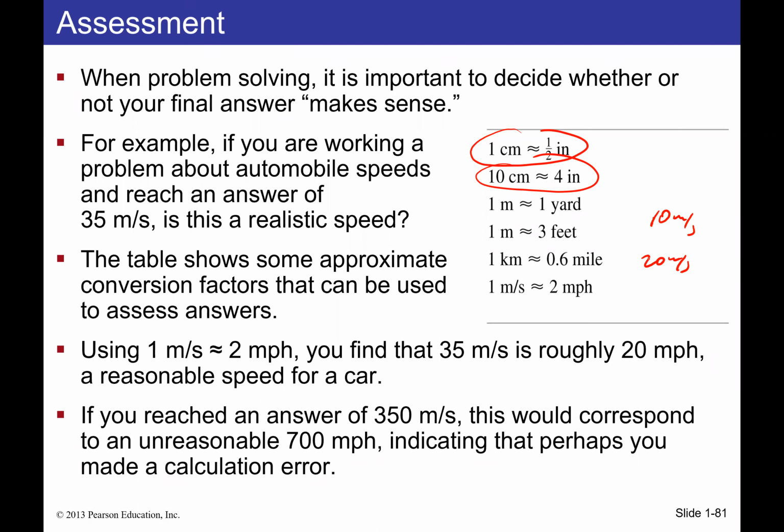Well, let's see. For 20 meters per second, we can use this conversion: 1 meter per second is roughly 2 miles per hour. That means 20 meters per second is 40 miles per hour. Well, can a human move at 40 miles per hour? Some can, but obviously it's much faster than humans are capable of running. Same thing, for example, if you take 35 meters per second, let me see.